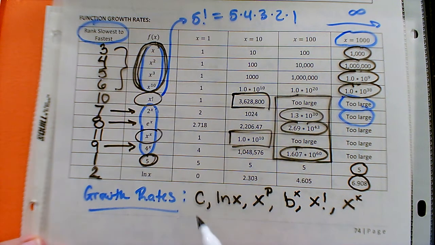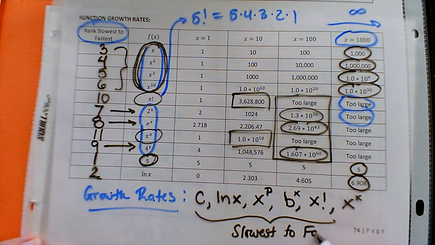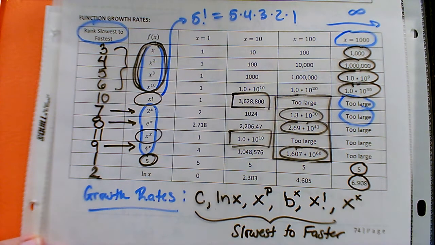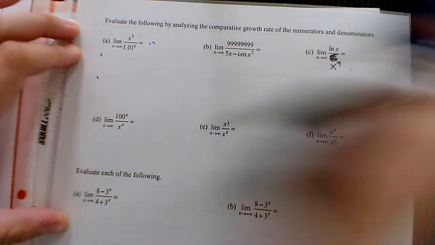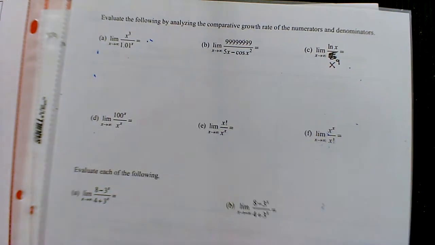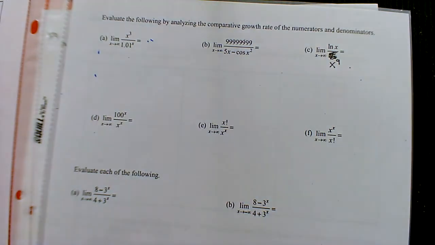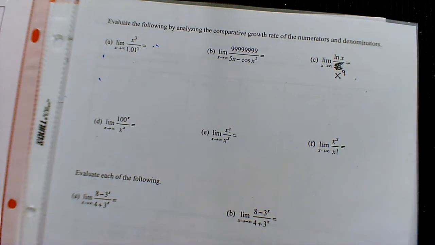What we're going to do on the next page is use this growth rate scale to help us determine what's growing faster, the top or the bottom. So maybe have that chart handy to help us out on the next page. Do me a favor, for letter C, can you change that to x to the 9th? We didn't really mention roots in that table.